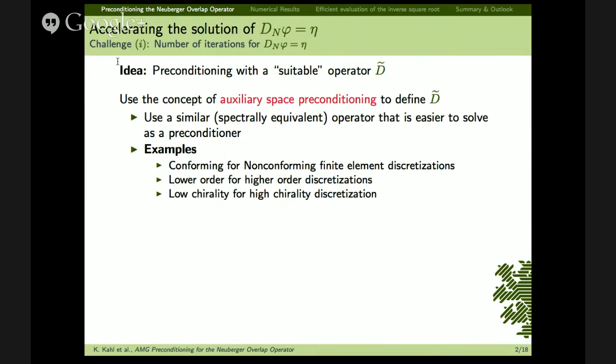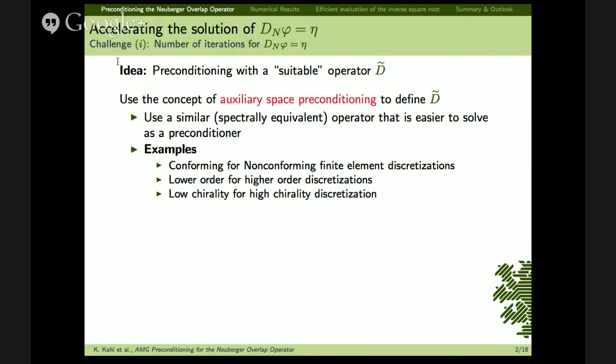And the idea is, in certain applications, fairly simple to understand, and it nicely characterizes what we do here. So what is meant by auxiliary space preconditioning? Basically, you have some problem that is defined by an operator. Now you define a similar operator, which is much easier to solve, or for which you think you have a good solver. And the only thing you basically need is that it's spectrally equivalent.